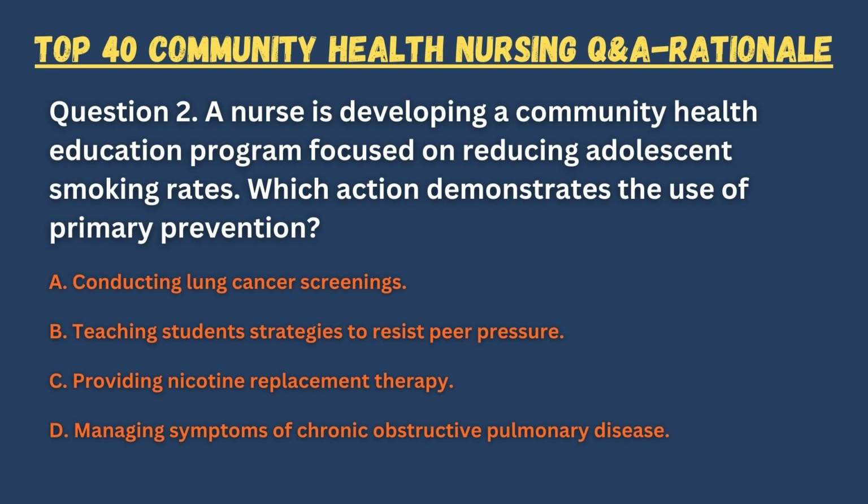Question 2. A nurse is developing a community health education program focused on reducing adolescent smoking rates. Which action demonstrates the use of primary prevention? A. Conducting lung cancer screenings. B. Teaching student strategies to resist peer pressure. C. Providing nicotine replacement therapy. D. Managing symptoms of chronic obstructive pulmonary disease.